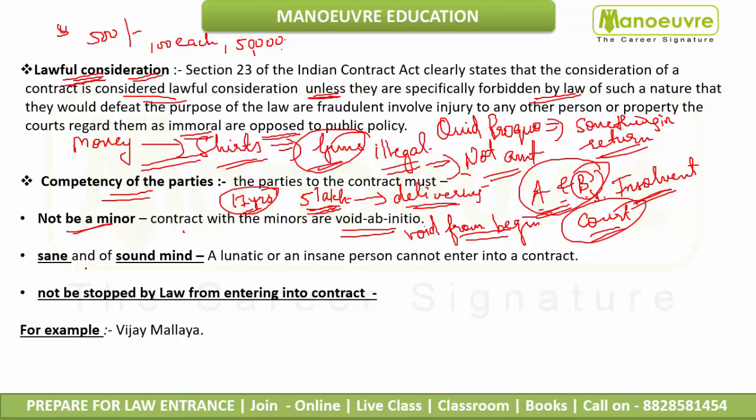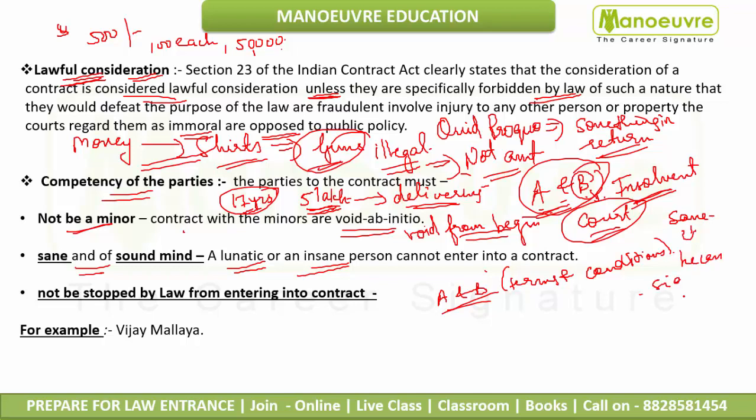Sane and of sound mind: the person with whom you're contracting, for example, A and B are the parties, they cannot be a lunatic or an insane person, because they don't know what terms and conditions they are signing on. But guys, if a person is sane for some hours of a day and insane for other hours of a day, then whenever he is sane, he can sign a contract. This is legally allowed, this is legitimate, okay?